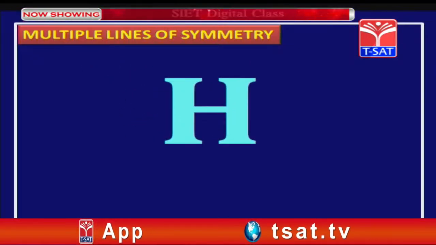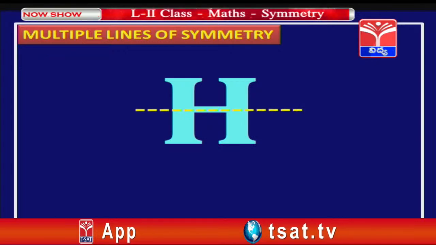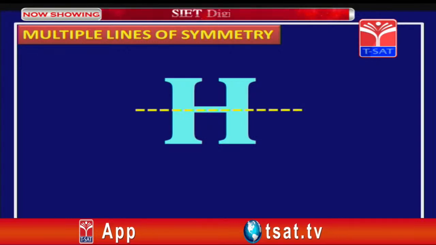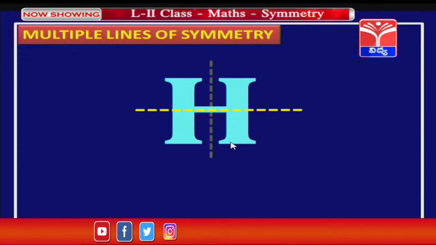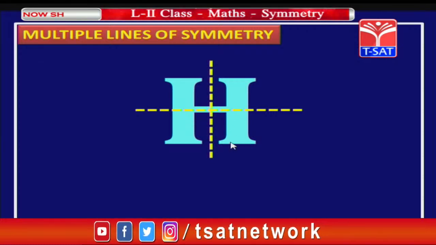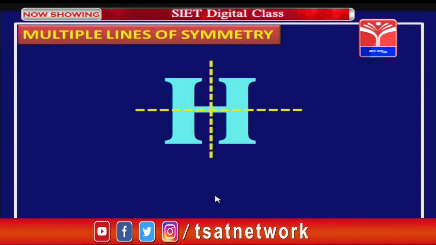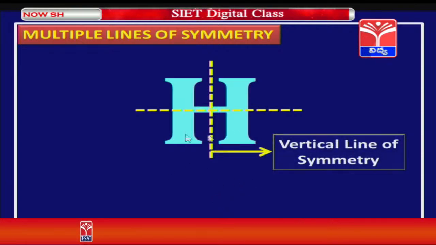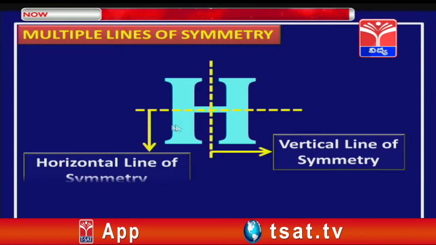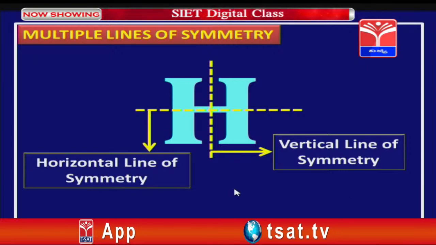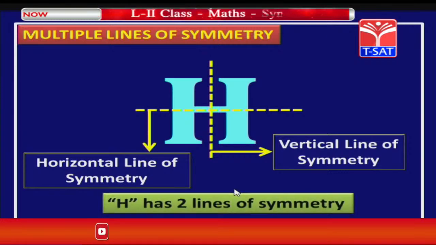So, let us consider the letter H. Now, I will draw a horizontal line, and when we fold across this horizontal line, again it is symmetric. I will draw another line, that is a vertical line, and if you fold along this also, it is symmetric. So, this is one vertical line of symmetry, and we already have a horizontal line of symmetry. That means, we have two lines of symmetry for this letter H.